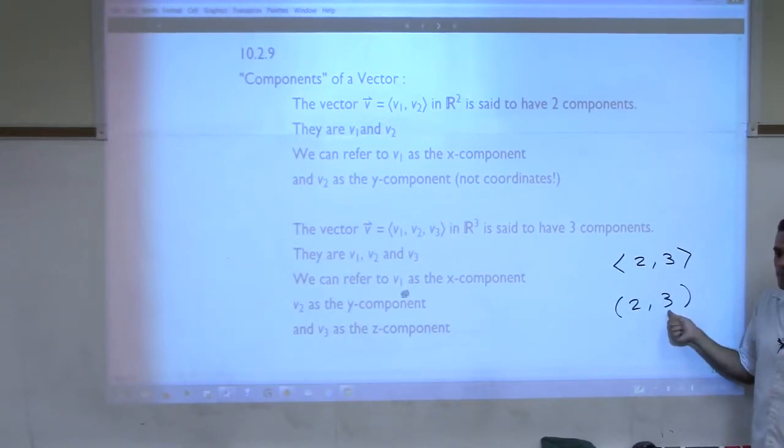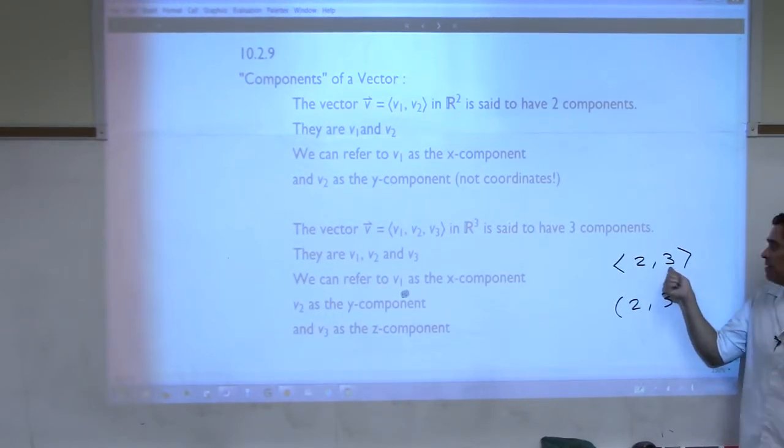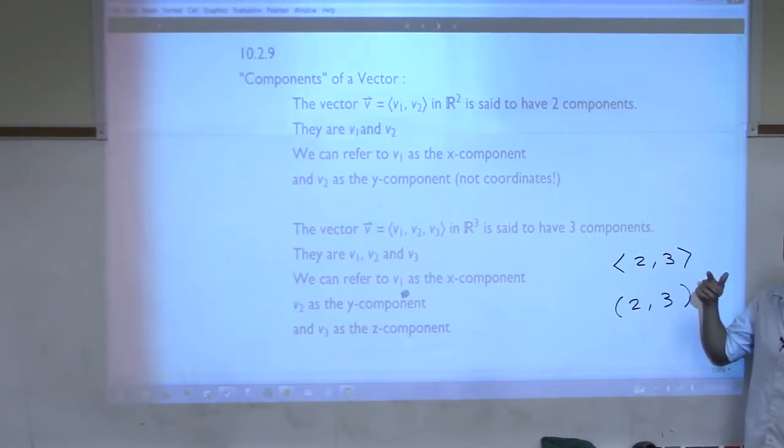So if you call that a component, that's incorrect because it's not a vector. If you call that a coordinate, that's incorrect because that's not a point. Understand? Was there a question, Eric?